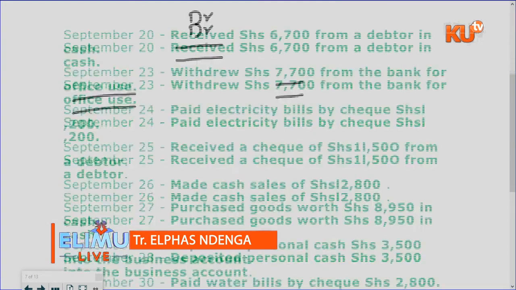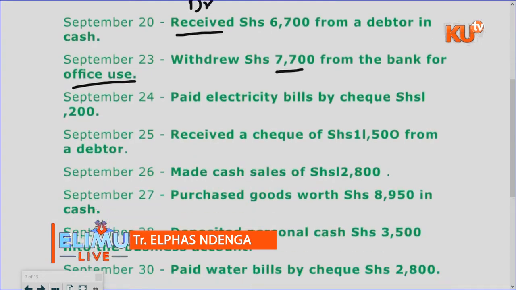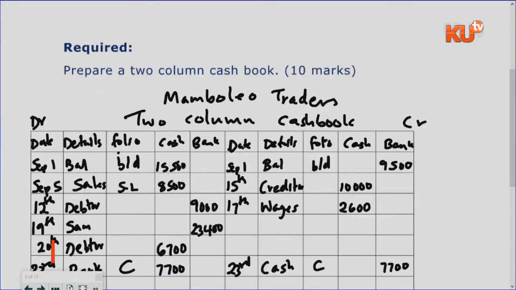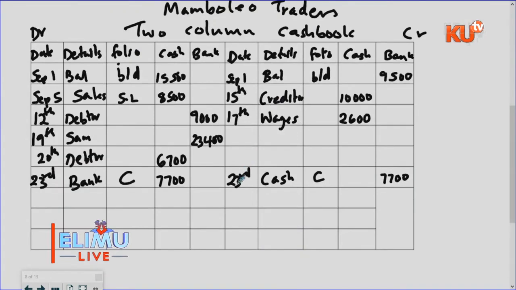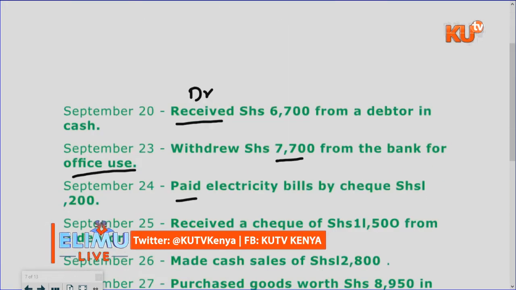24th, paid electricity by check 12, that is 1,200. When you pay, that is on the credit side. Because of payment, we will credit this. So we'll go to our account on 24th, paying electricity in cash. How much? 1,200. Again, we go to the next.